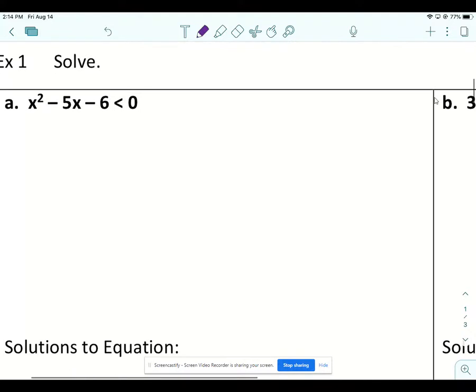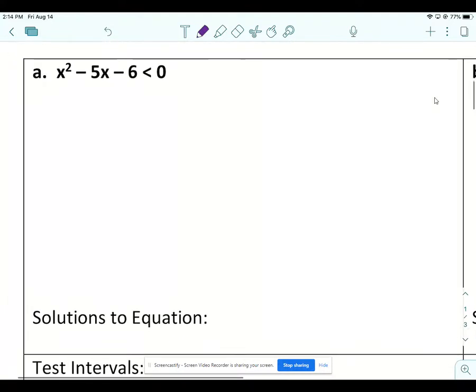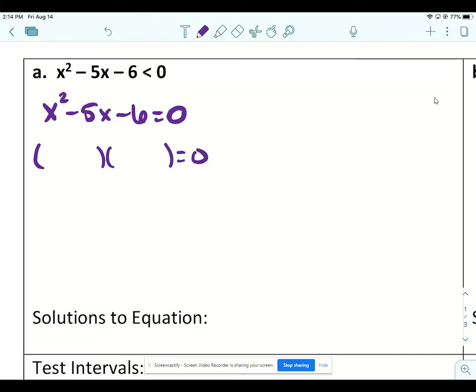Okay, so let's get started. Let's start off with A. So first, I'm going to rewrite it as an equation. And then solve this equation by factoring. Okay, so this equation has two solutions, 6 and -1. So that is the first step.